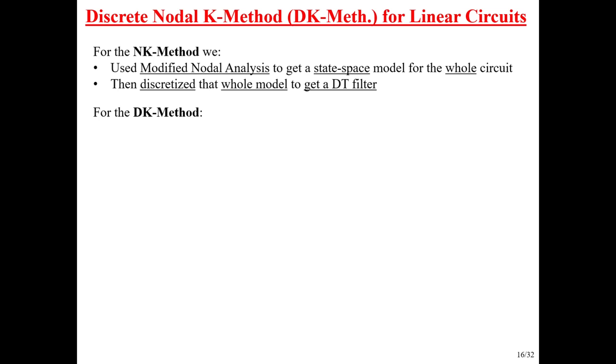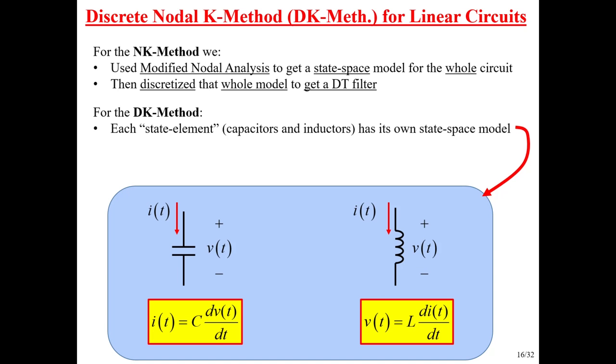Now, what are we going to do? We're going to say, well, the state space stuff comes from the fact that we have capacitors and inductors. If we didn't have capacitors and inductors in there, we wouldn't need to fuss with a state model. We would just do a nodal analysis and solve it, and we'd be done. So it's the capacitors and inductors that are causing us to have to fuss about a state model. Well, let's just zoom in and focus just on those.